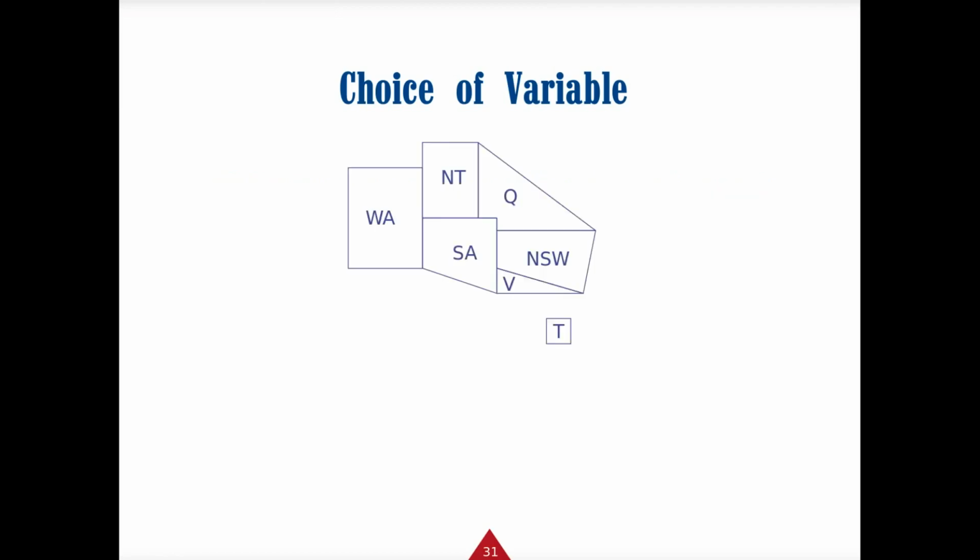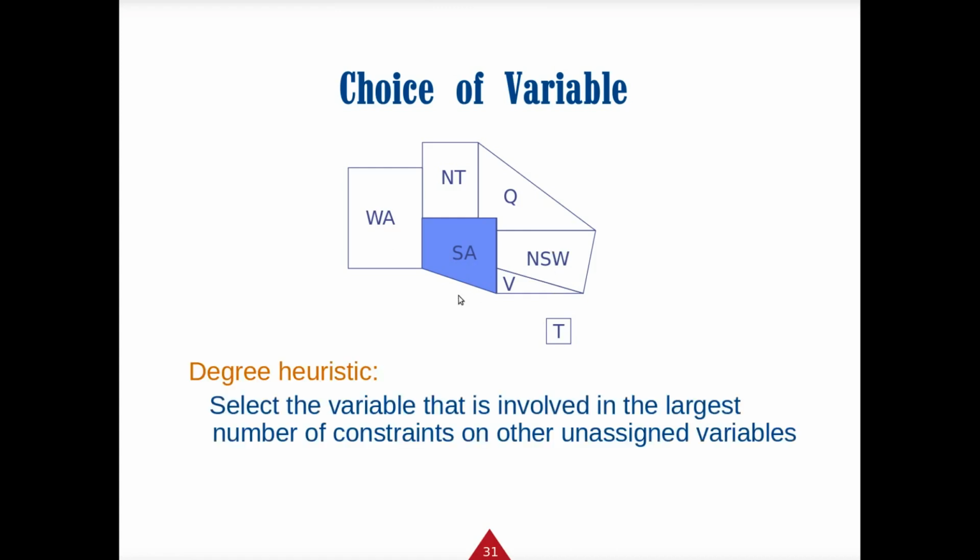So in this case, SA is going to be the MRV because it has so many things on its edge. So you have the most edges from it. What would be the opposite? What would be the least constrained variable? It would be T because there's really no constraints on it. So SA has the most constraints on it, and this is the one you would maybe want to start with. And like I said before, select the variable that is involved in the largest number of constraints on other unassigned variables.